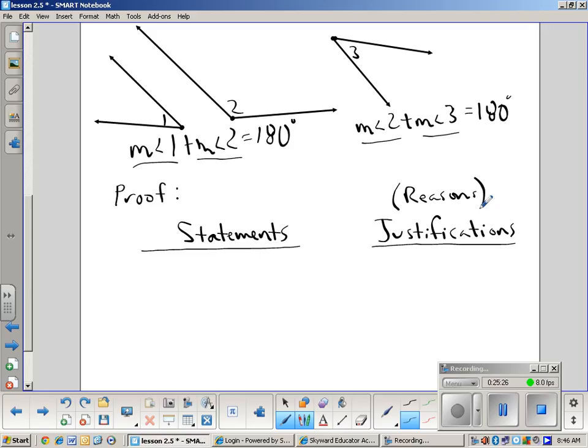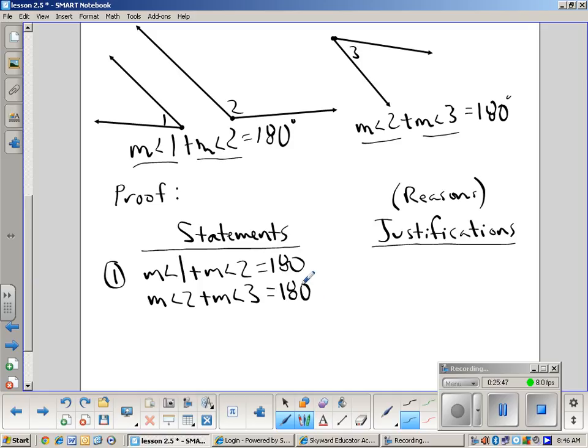Okay? So in the statements, my first step would be measure of angle 1 plus measure of angle 2 equals 180. And the measure of angle 2 plus measure of angle 3 equals 180. And I would ask you this, how did I know that was true? Yeah, because it says so. They gave me that information right there on the board, didn't they? So my only reason I know that's true is because it was given to me.